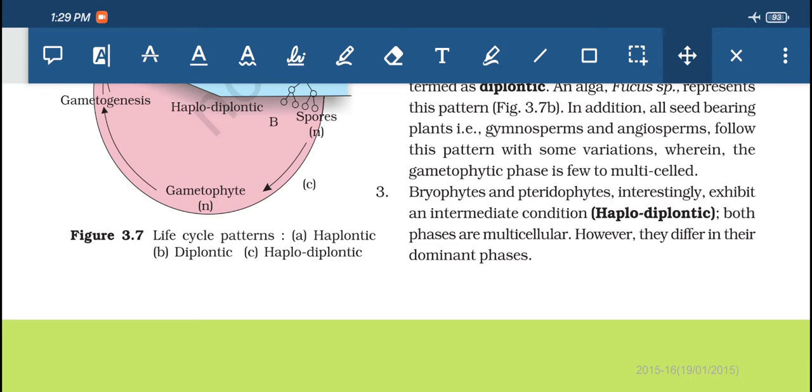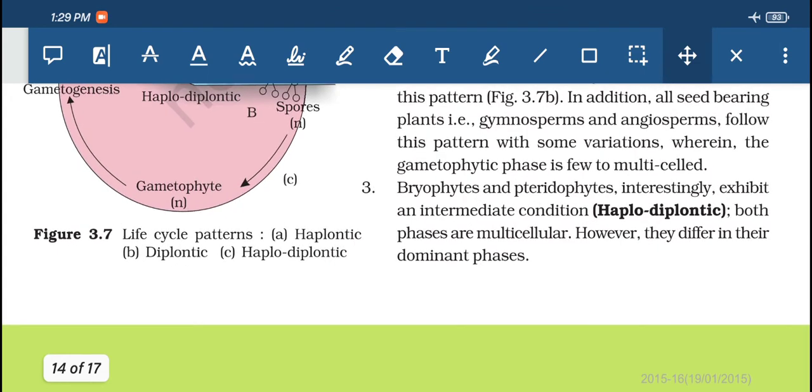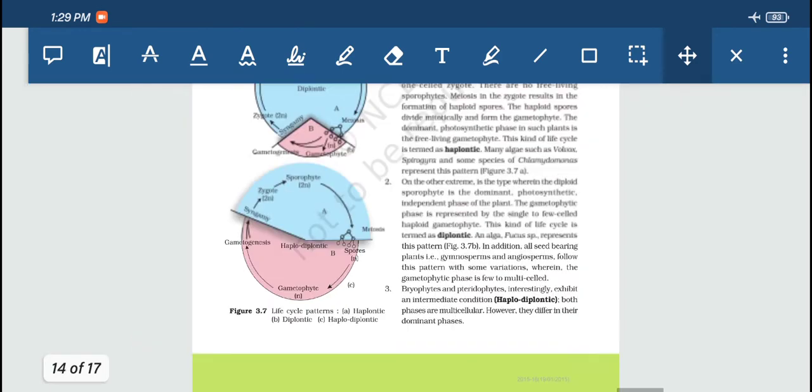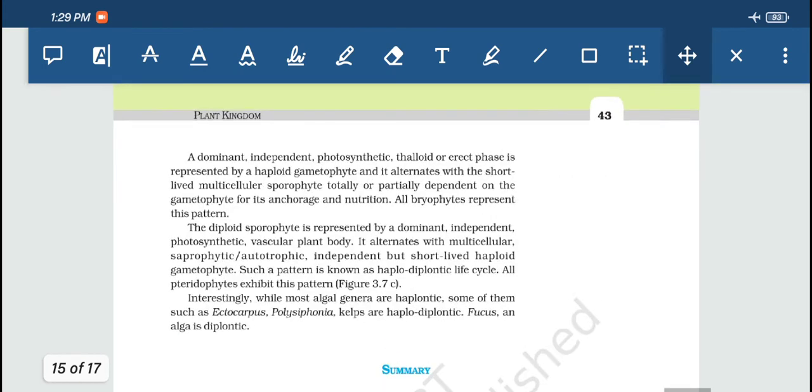Bryophytes and pteridophytes interestingly exhibit an intermediate condition, that is haplodiplontic. Both phases are multicellular, however, they differ in their dominant phase. That means both the gametophytic and the sporophytic stages are multicellular, but in bryophytes the gametophyte is dominant, and in pteridophytes the sporophyte is dominant. The same thing they are going to explain in the next two paragraphs.